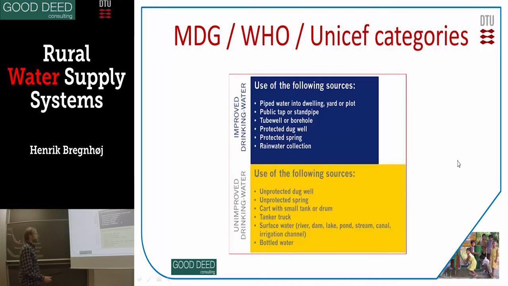the unimproved drinking water is an unprotected dug well, the one which does not have a lining; an unprotected spring where the water is just running out without a spring box; a cart with a small tank or drum, where often you see someone selling water from a small truck with a horse in front or something. Tanker trucks are not very common in developing countries as such, but if there's an emergency situation, a tanker would drive out and sell water.